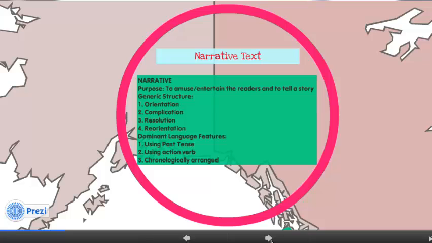The dominant language features in narrative text: the first is using past tense, the second is using action verbs, and the last is chronologically arranged, which means the sequence of the time in narrative text.